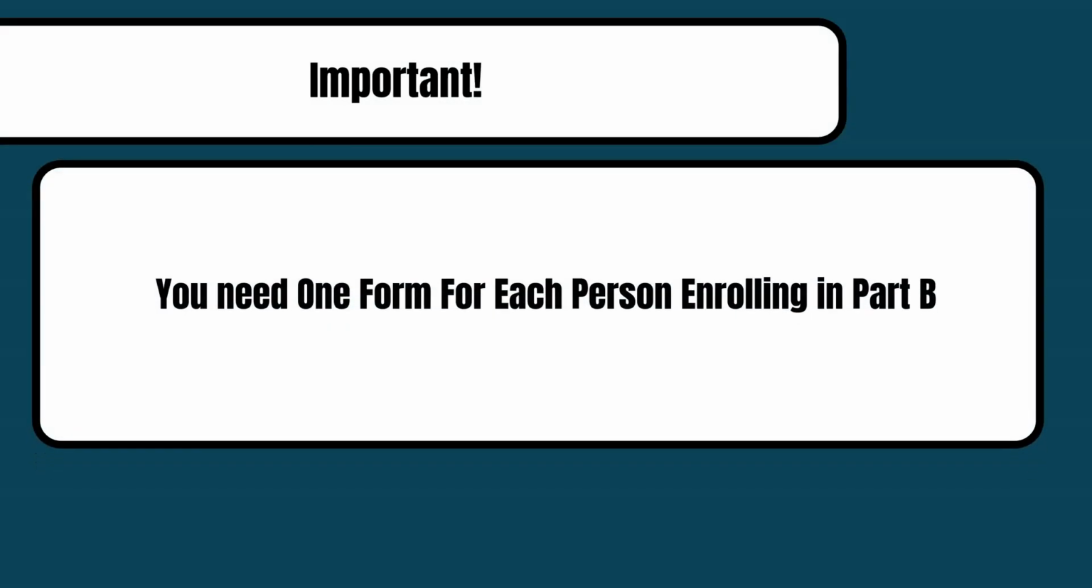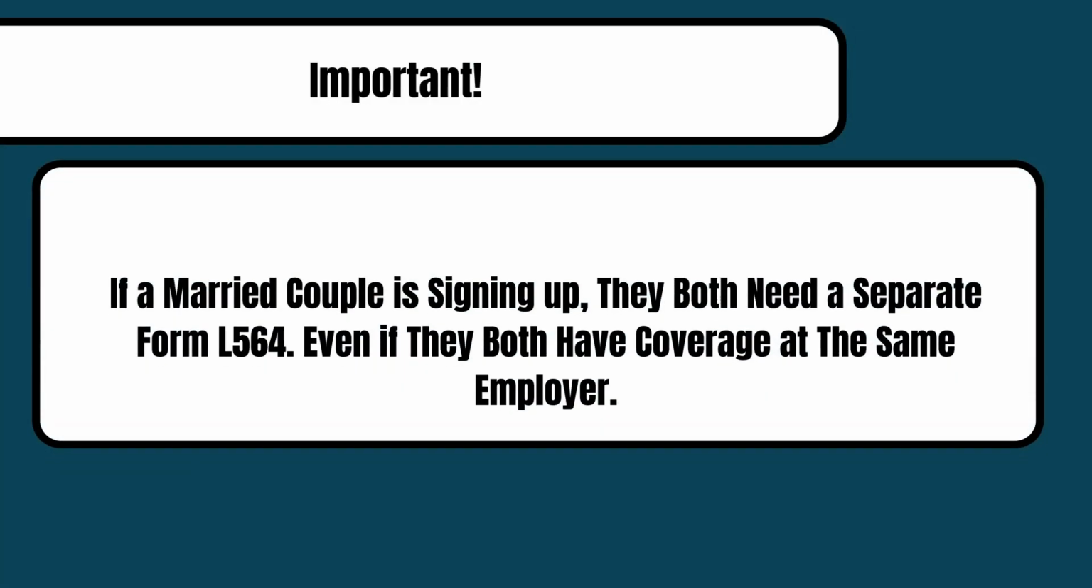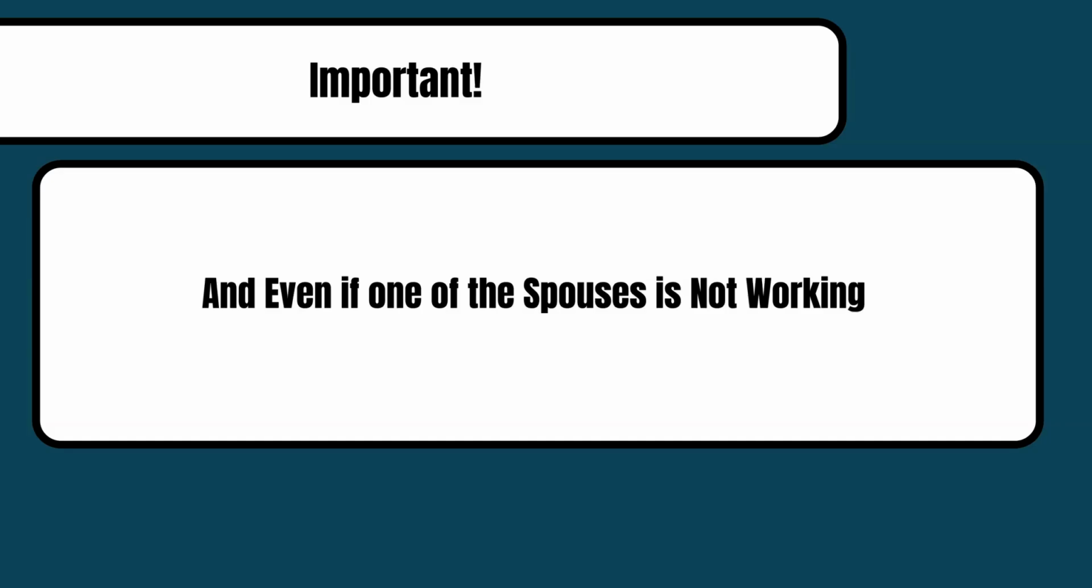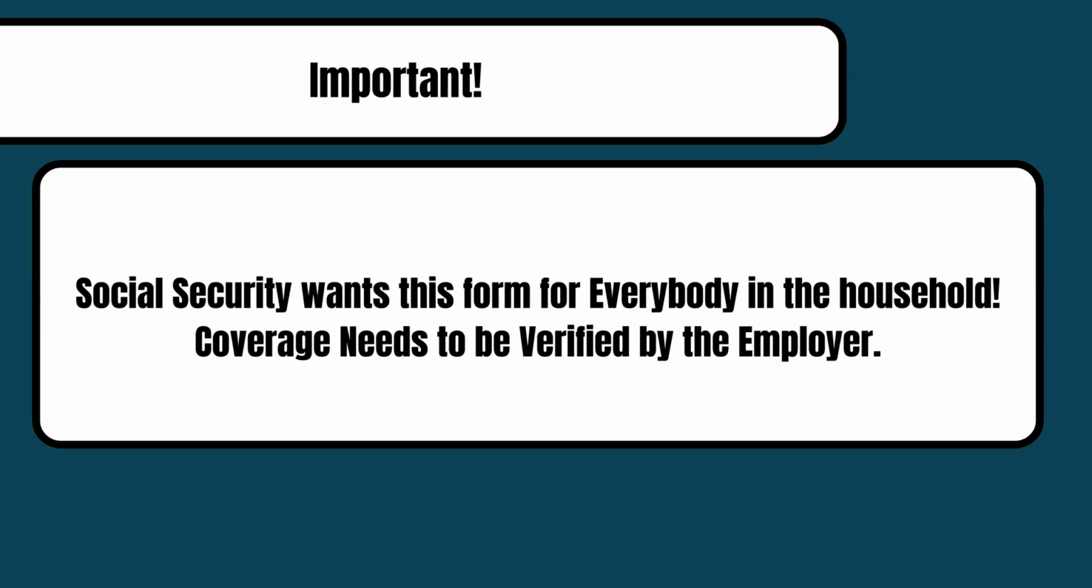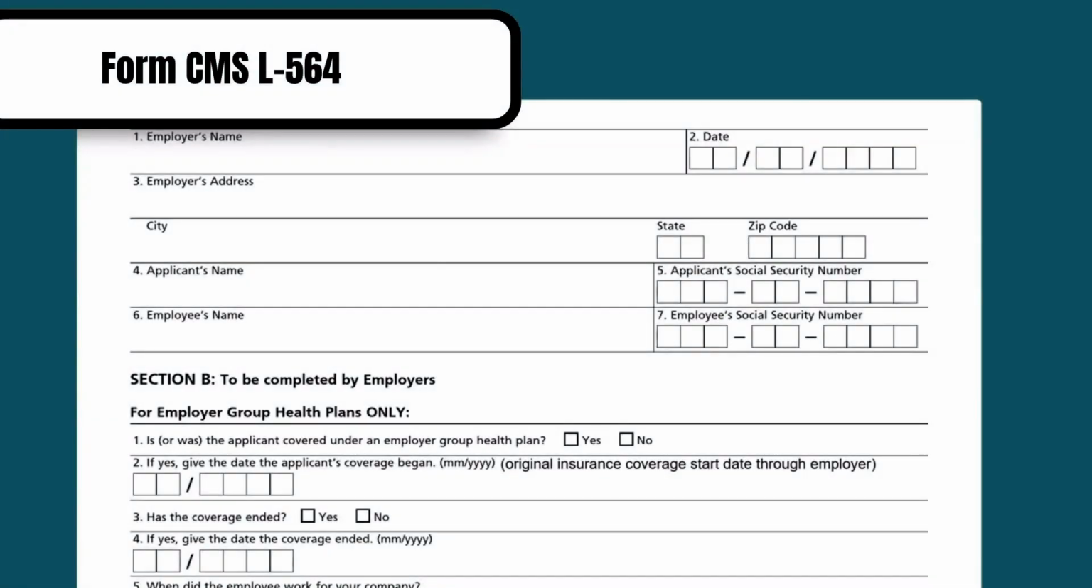It is important to notice that this form needs to be filled out for each individual, even if you and your spouse are both enrolling at the same time and you both have coverage at the same employer. You need a separate one of these forms for each individual. Because as far as the government is concerned, why fill out one form when you could fill out two? So even if one of the spouses is a non-working spouse, there will still need to be two forms filled out.